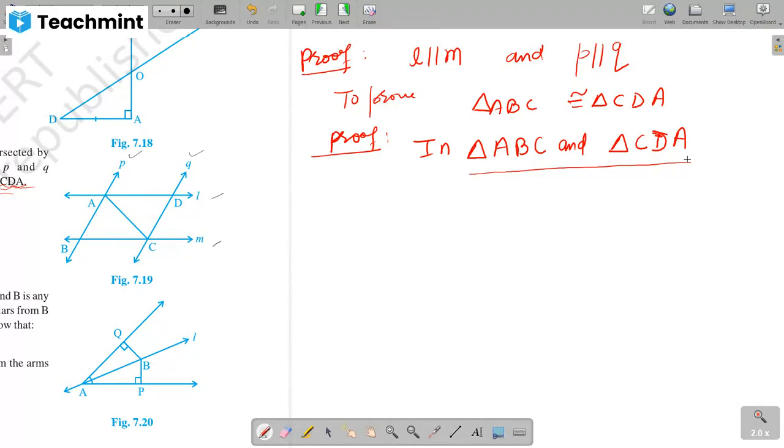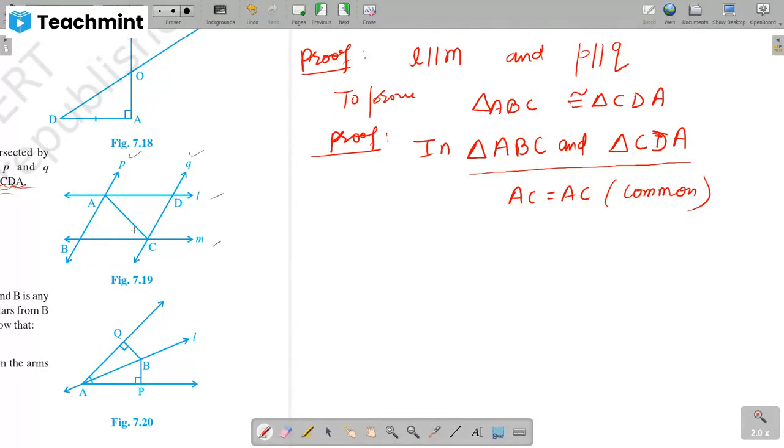Good. So here we are given that lines are parallel, so we are going to use the properties of parallel lines. When you observe these two triangles, any two sides are equal? AC is equal to AC, common side. So we will write AC equals AC because it's a common side. Any other side or any other angle?